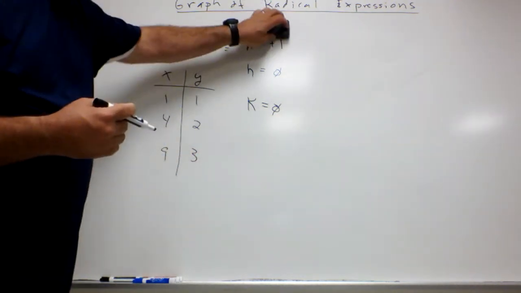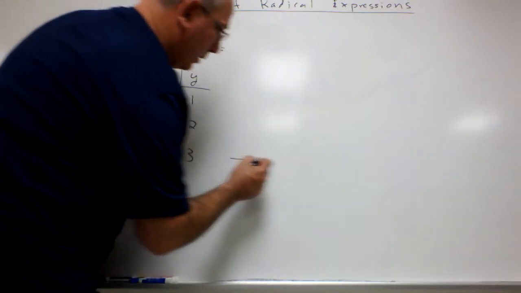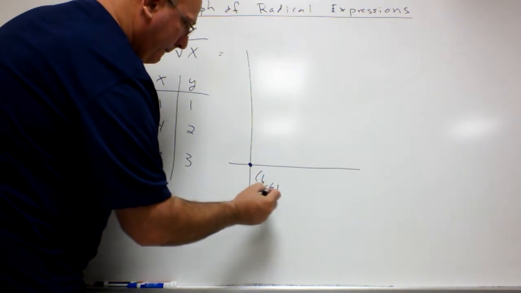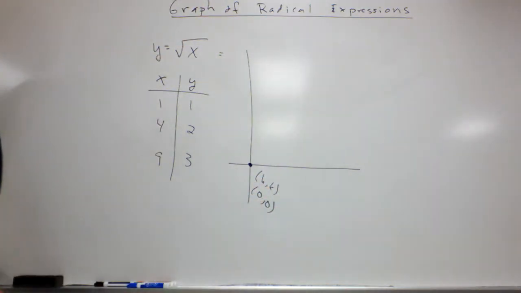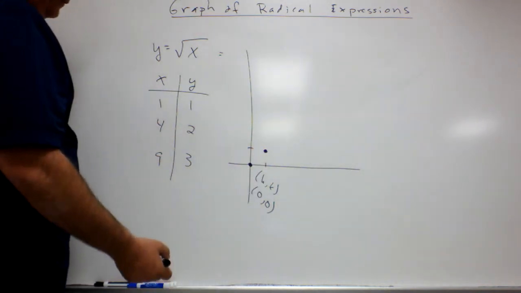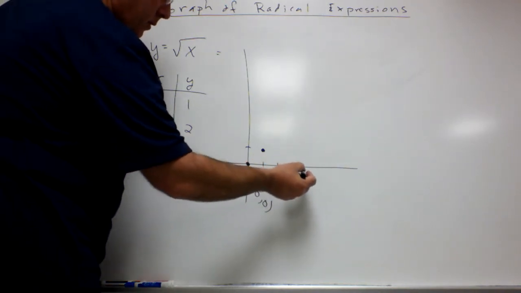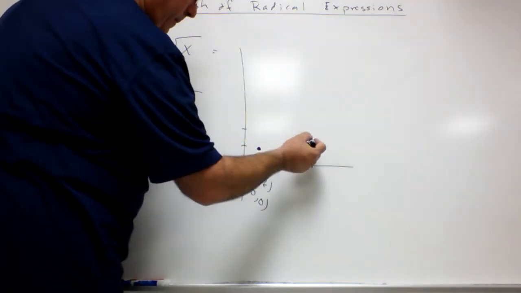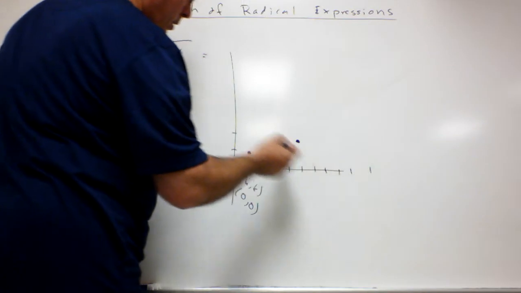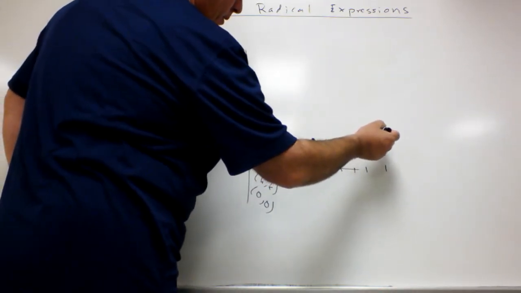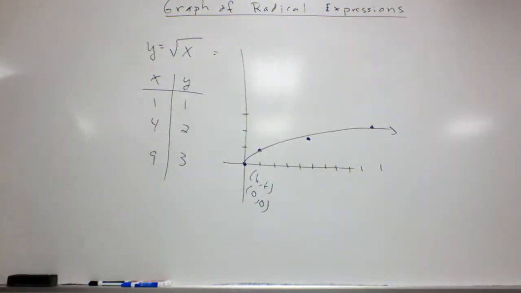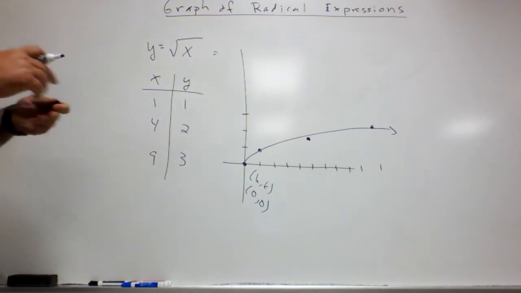So our graph is going to start at 0, 0, at our h, k, which is 0, 0 for this problem. Then if we go over x is 1, we get a point. If we go x is 4, we get the next point. And if we go over to 9, we get y is 3. And so we get this graph of the radical expression. Let's try another one.